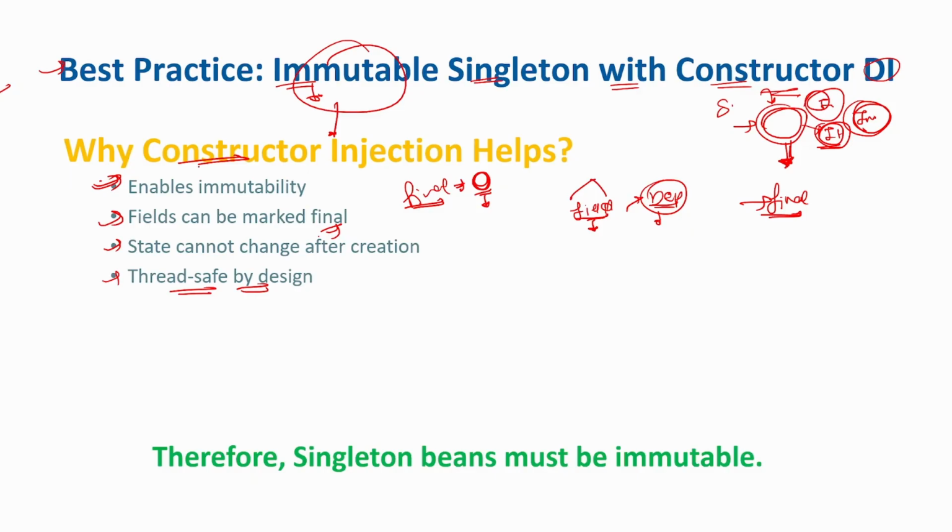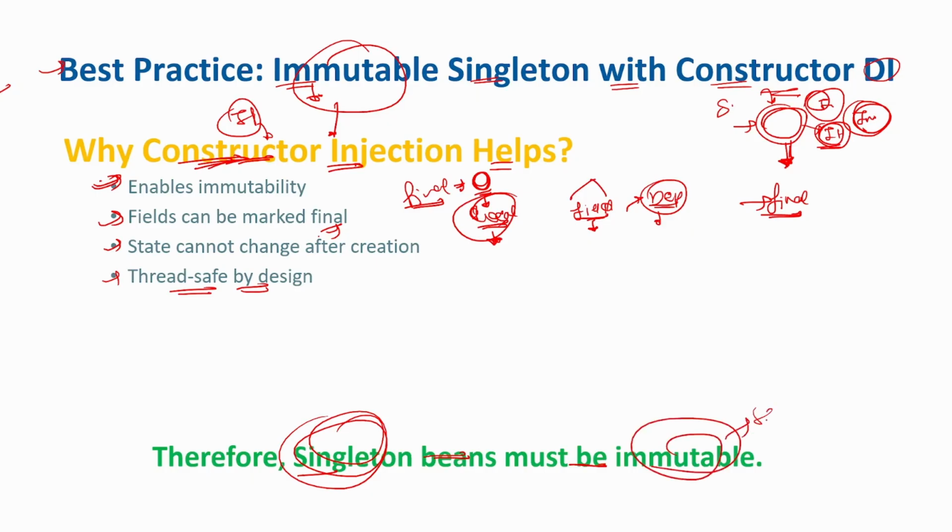And how can we do this? With the help of the constructor. If we have dependencies, we can inject them with constructor injection. And if we have any local variables, then we should not modify them during method execution. We should also ensure that our singleton bean is immutable and does not hold any state. This is the best practice to follow.